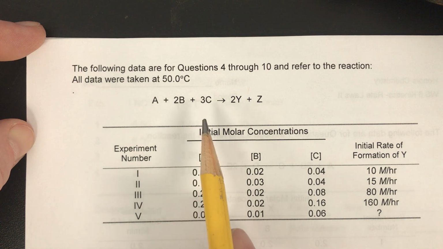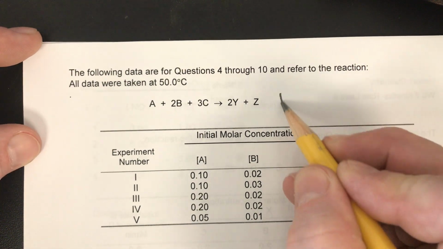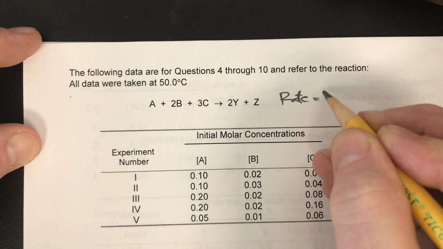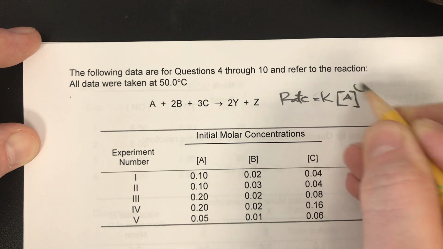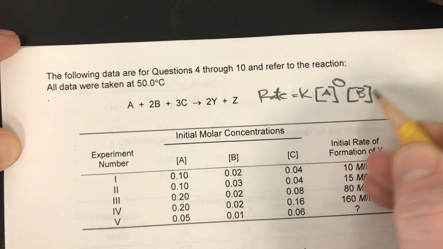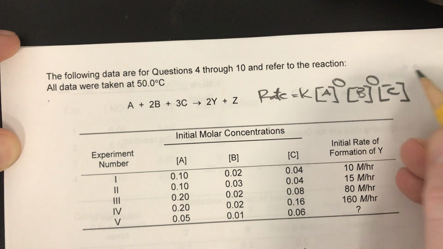A plus 2B plus 3C goes to 2Y plus Z. So you've got 3 reactants, you've got 2 products. Your initial rate law will take the form rate equals, please don't forget K, times A to some order, times B to some order, times C to some order.